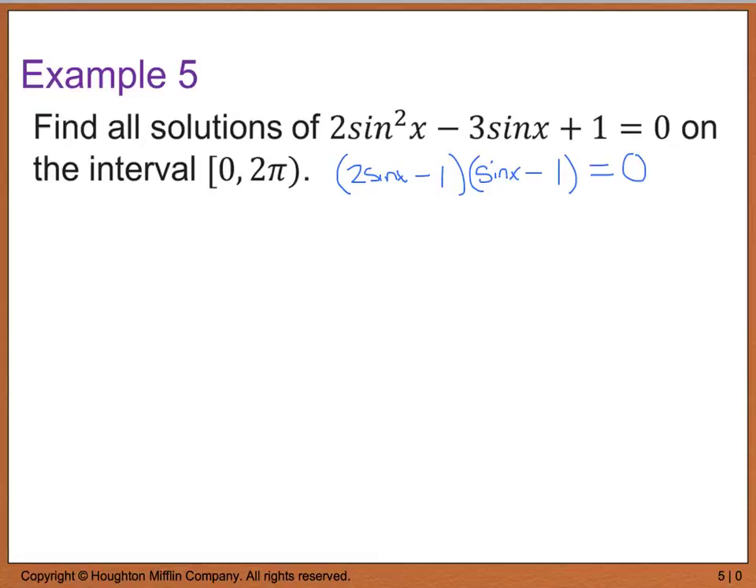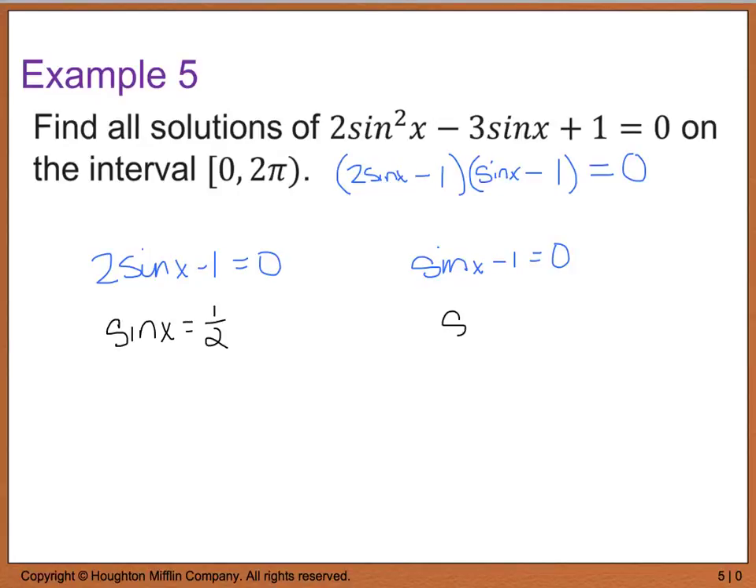So now, in order to find all my solutions, I'm going to take each factor and set it equal to 0. So I end up with 2 times the sine of x minus 1 equals 0, and sine x minus 1 equals 0. So I'm going to solve for each case. I end up with sine x equals 1/2 and sine x equals 1. Now the difference between this problem and the previous ones is we are on a closed interval. I'm looking from 0 to 2 pi, but remember this parenthesis means I do not include 2 pi, and this bracket means I do include 0. So when I'm looking from 0 to 2 pi, sine x is going to equal 1/2. This is kind of like that first example.